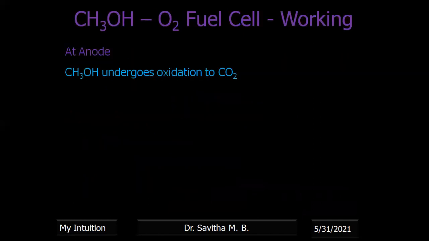Okay, now the working. At the anode, what happens? Methanol undergoes oxidation. Oxidation means carbon gets converted into carbon dioxide. Let us see the reaction. Methanol in the presence of water gets converted into carbon dioxide, liberating H plus ions and electrons. The electrons enter the external circuit and reach the cathode compartment, whereas the H plus ions diffuse through the electrode towards its inner side, travel through the electrolyte, that means through the medium, and reach the cathode. That is the reason why we have to take porous electrodes, because they have to allow the ions to diffuse through them.